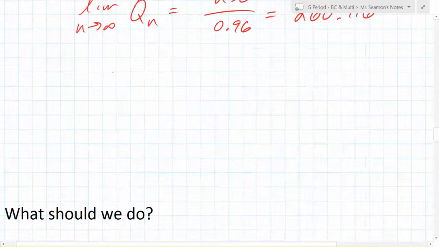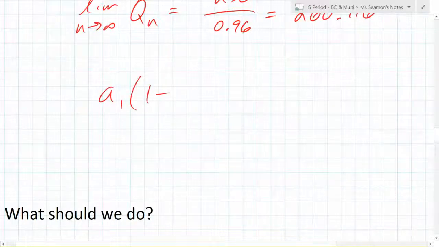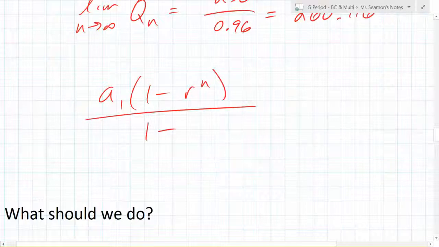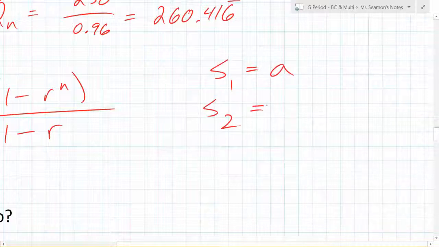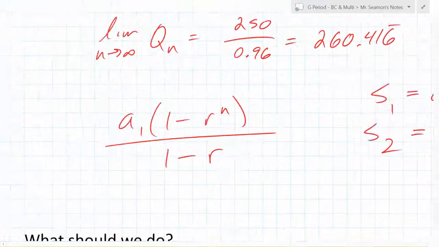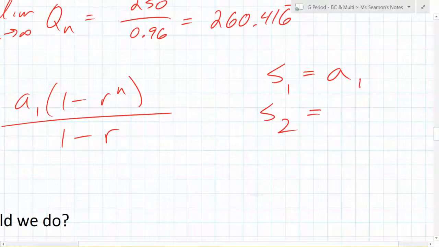It's A1, parentheses, 1 minus R to the n, all over 1 minus R. 1 minus R, exactly, right. You can do this out by writing it out in general terms. If S1 is A, and then you keep on going with that. So what would be S2, the sum of two terms? If A1 is your initial term, what would be your next term?